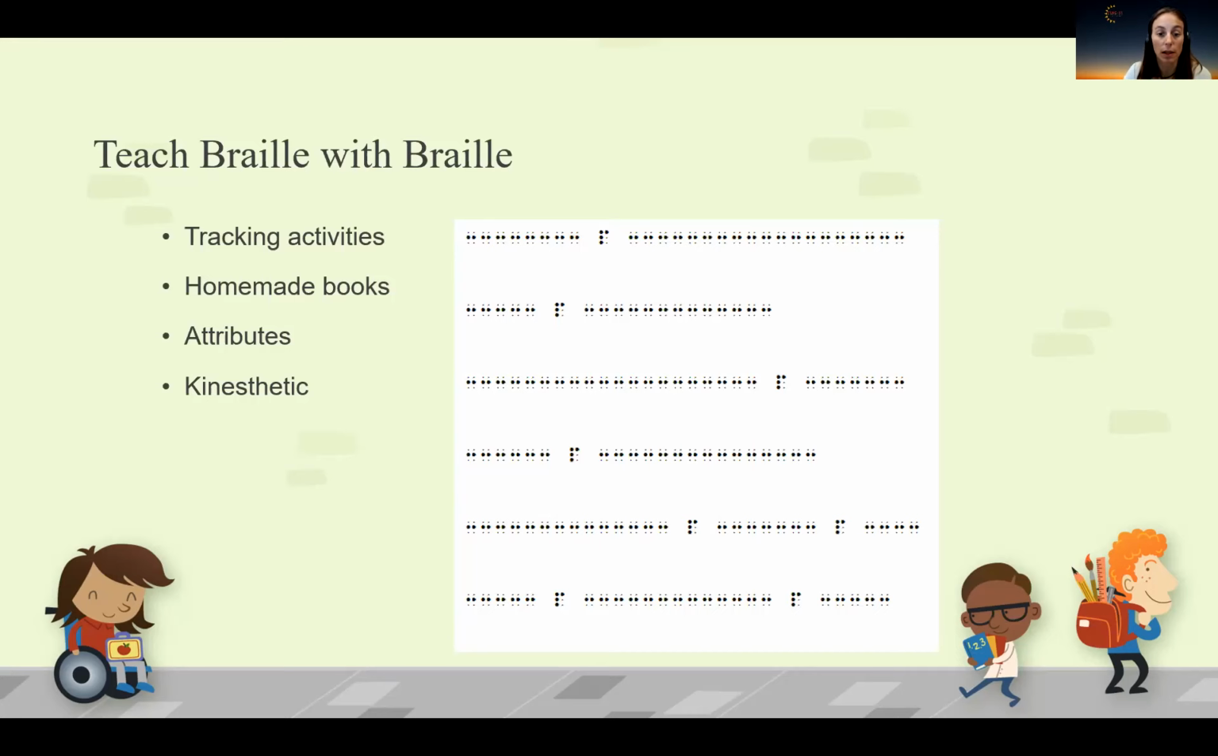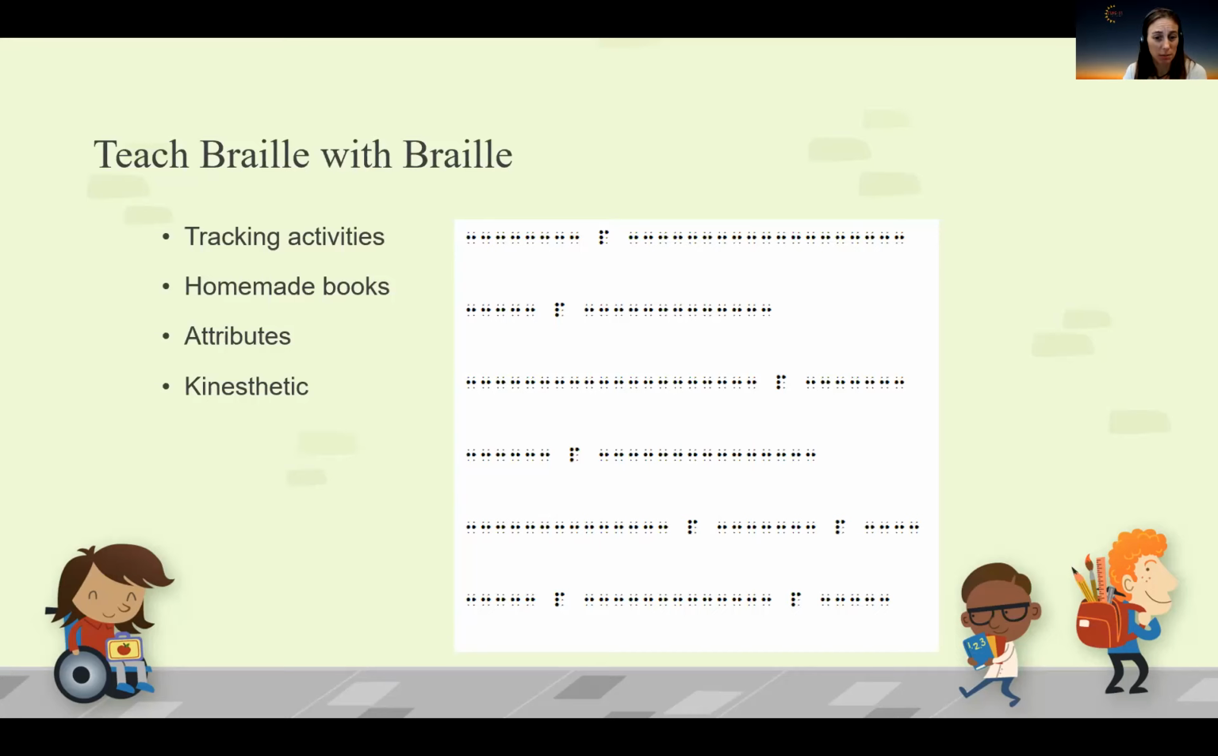Homemade books. We talked a lot about homemade books yesterday, doing concept books, having children make those books. It's going to get them the hand skills that they need. And alphabet object books would be great for isolating and reinforcing individual letters.